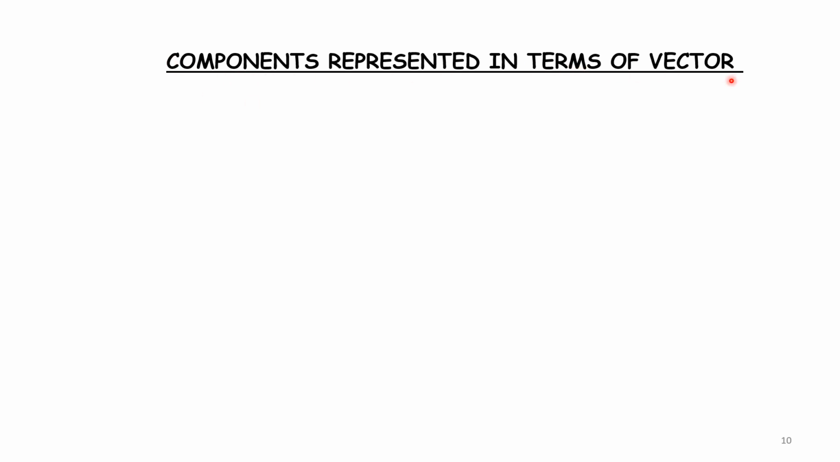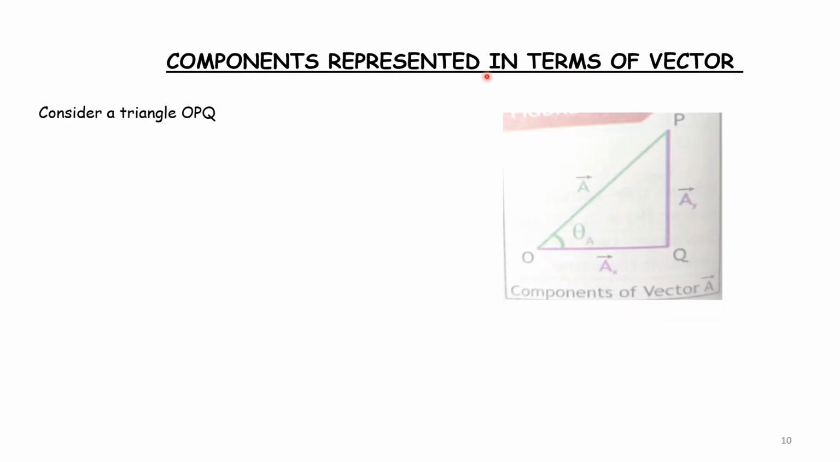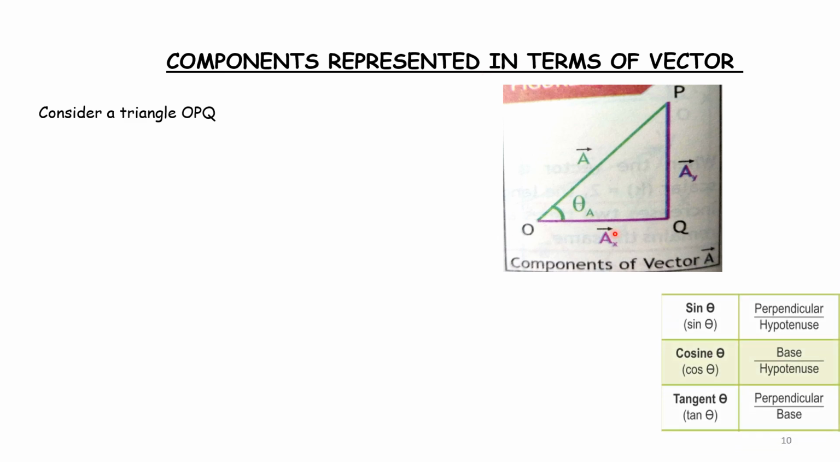Components represented in terms of a vector A. To express the x component, which is Ax of vector A, in terms of A itself, or Ay in terms of A, we utilize the previously drawn triangle OPQ. Observing the relationship between Ax and A, we can recognize that the base and hypotenuse are involved. Applying the trigonometric principle, specifically the cosine function, which relates the base to the hypotenuse.